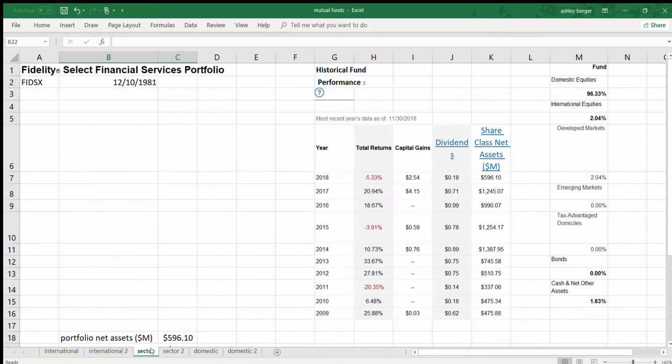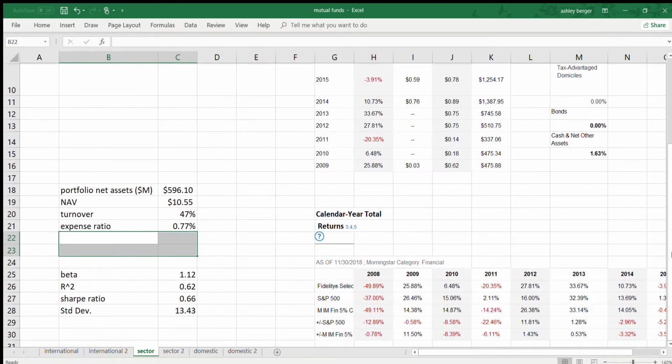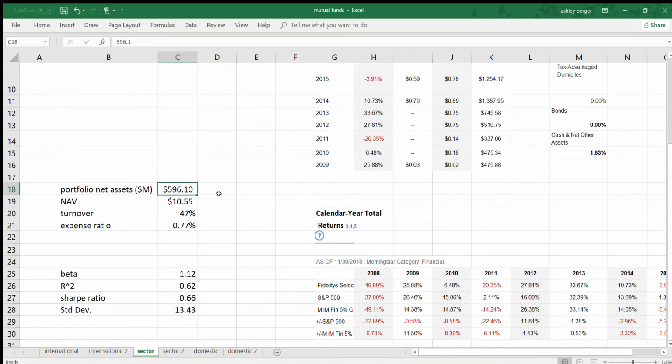The first sector mutual fund I'm looking at is Fidelity Select Financial Services Portfolio, which was incepted on December 10, 1981. It has a portfolio net asset of $596.10 million, a net asset value of $10.55, a turnover ratio of 47%, and an expense ratio of 0.77%.